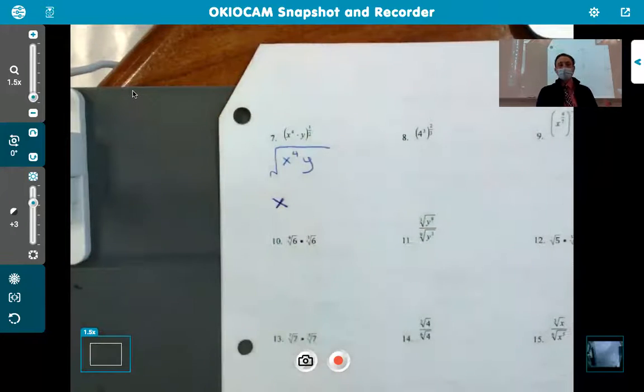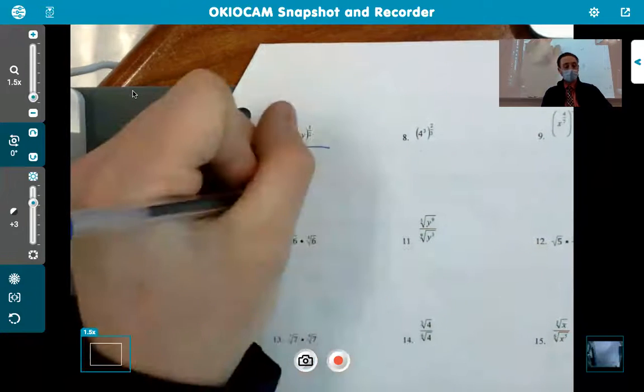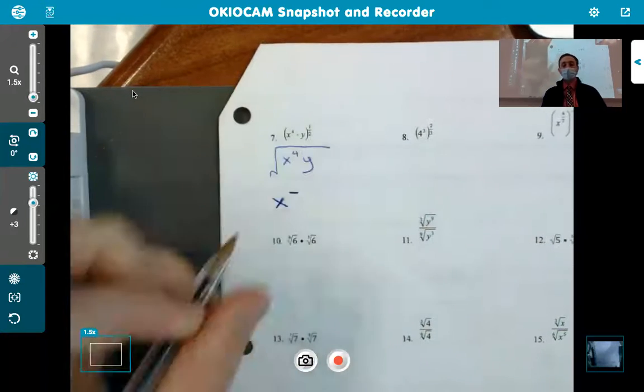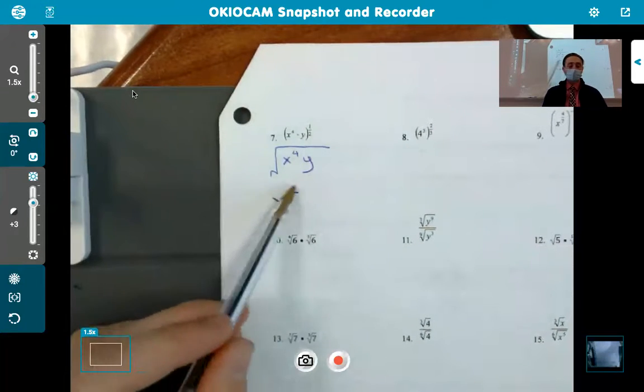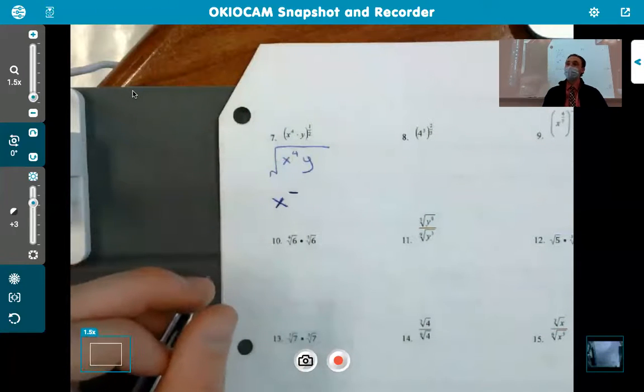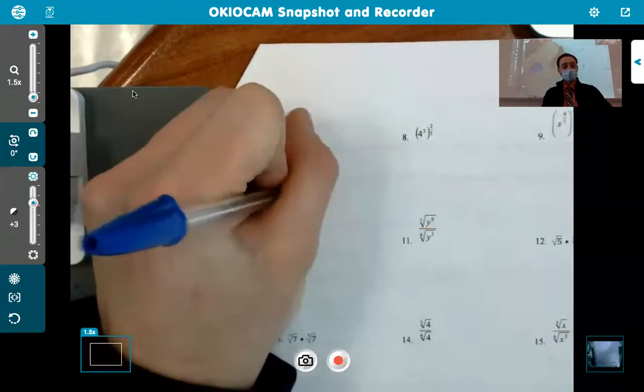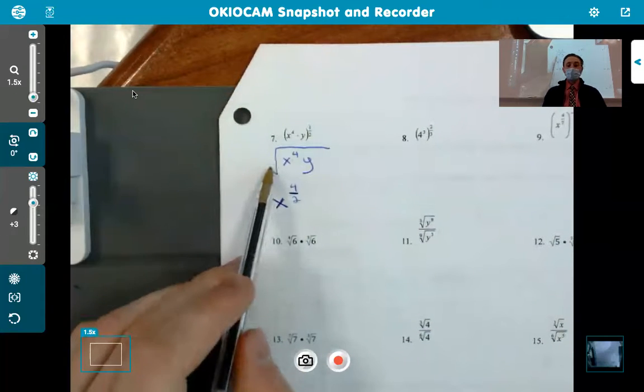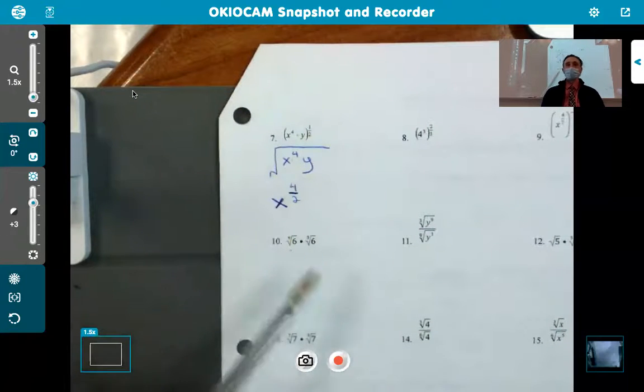Take this one variable at a time. I have x to the fourth. I'm taking the square root of that. So what should go in my numerator? What should go in my denominator of my exponent? What's that? 4/2, right? The index is 2. Even though it's not written there, we assume that because it's the square root, it's the 2, right?